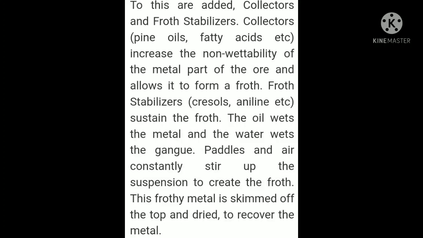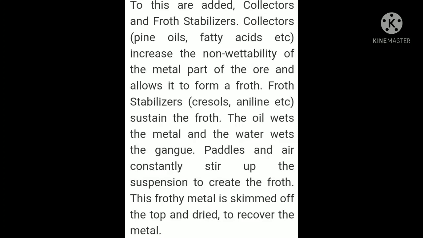Collectors. What are the collectors? Collectors are nothing but substances which form froth. You can use either pine oil or fatty acid for this process. Not only pine oil, students, fatty acids can also be used for this process.